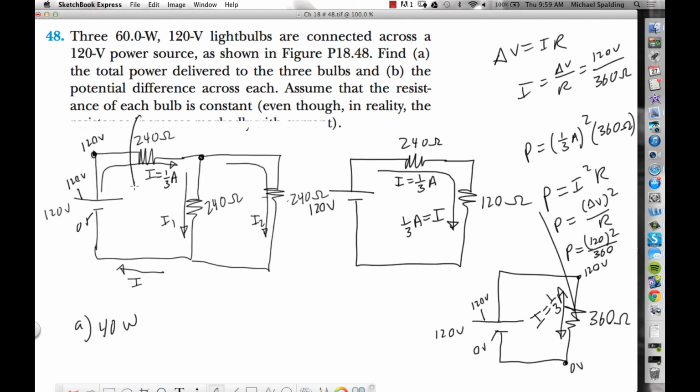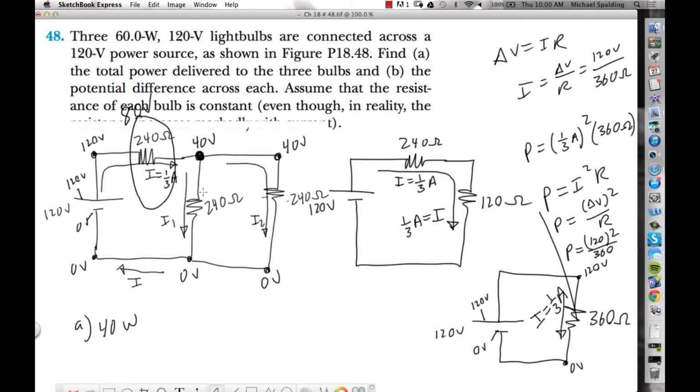So can we find the delta V across this 240? Yes, you just go I times R, right? Delta V equals IR. So that comes out as 80. The voltage across this one is 80. So how many volts are we going to have right here? 40, right? 120, we lose 80, which brings us to 40. Okay? Down here, we got 0, 0, 0. And then this point right here would also be 40.